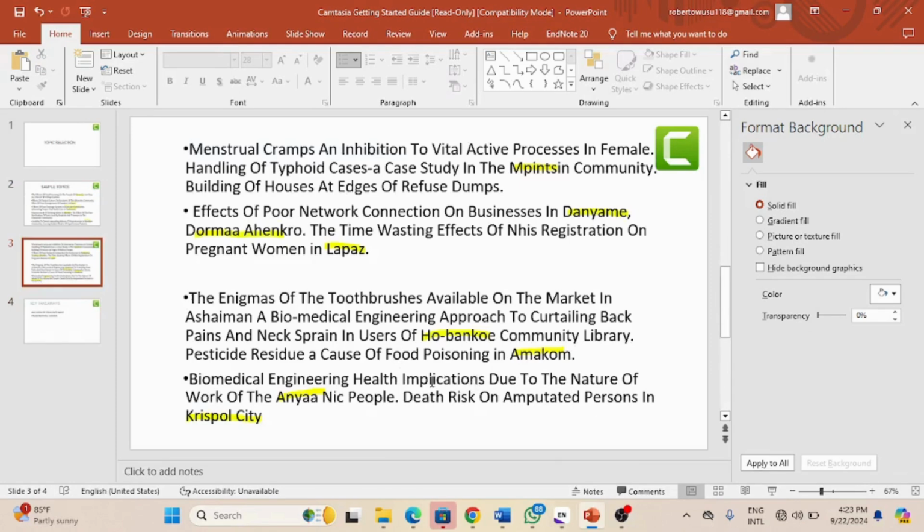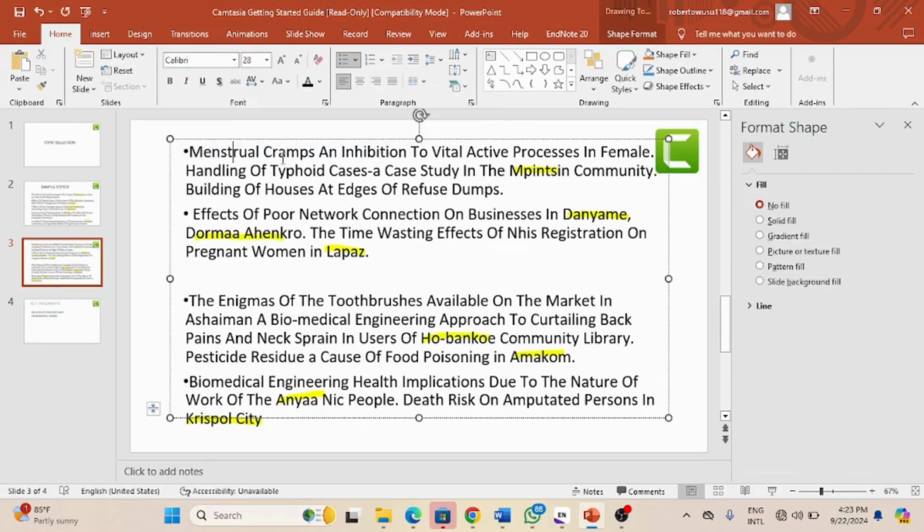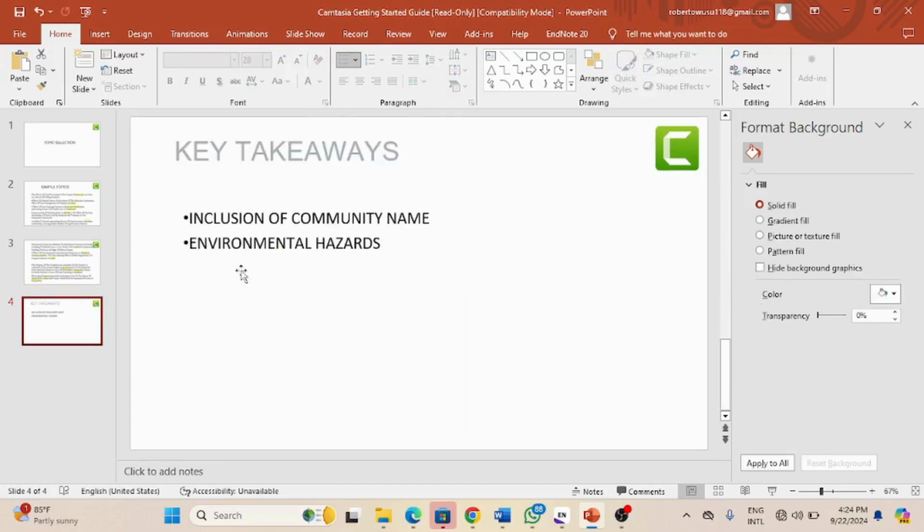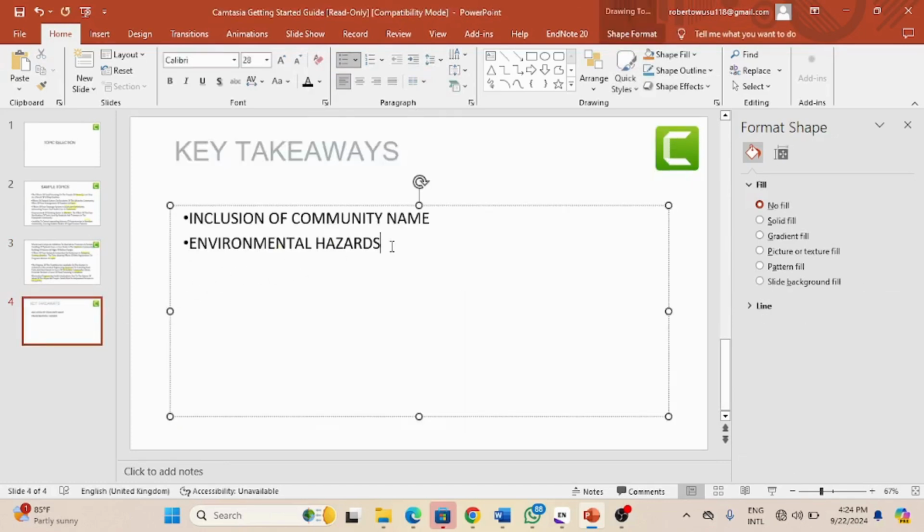Then also there was this here. So you can say health risks, or you can say diseases, because we can see some menstrual cramps here. Then there are typhoid cases. So we can also have neck sprain and back pains. That should tell you that we can also tackle diseases or sicknesses, and you are going to find a way of managing them.